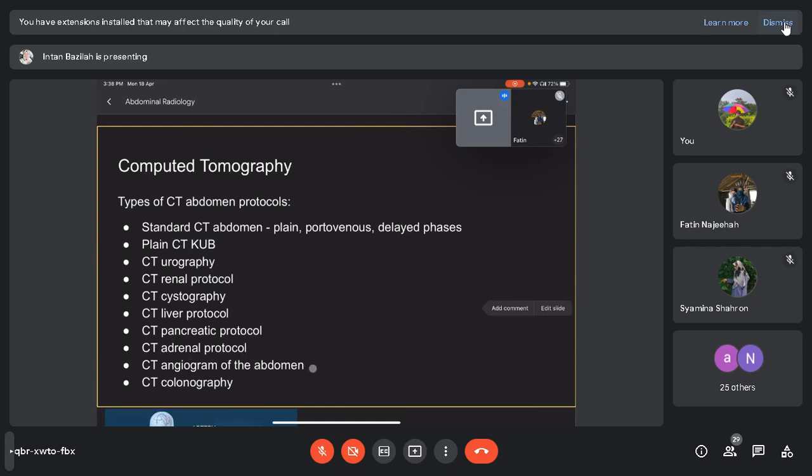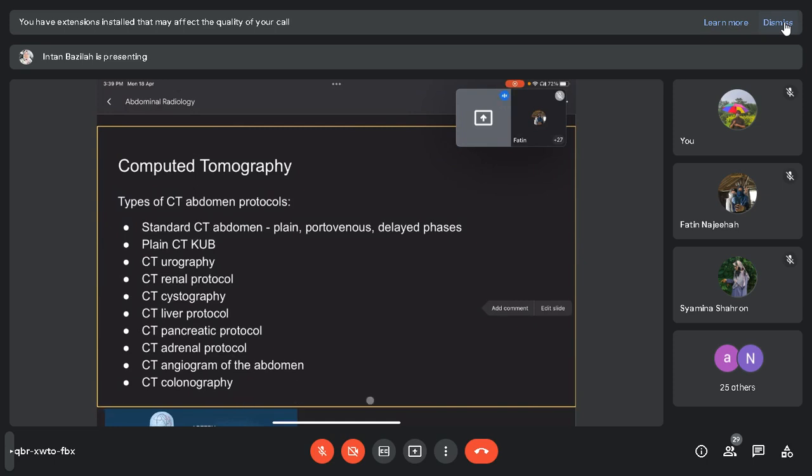And CTA of the abdomen, when we suspect aneurysm, or sometimes when we suspect ischemic bowel, we will do CTA abdomen, because we want to look if there's any thrombus within the vessel, the aorta, the artery, and also the vein.